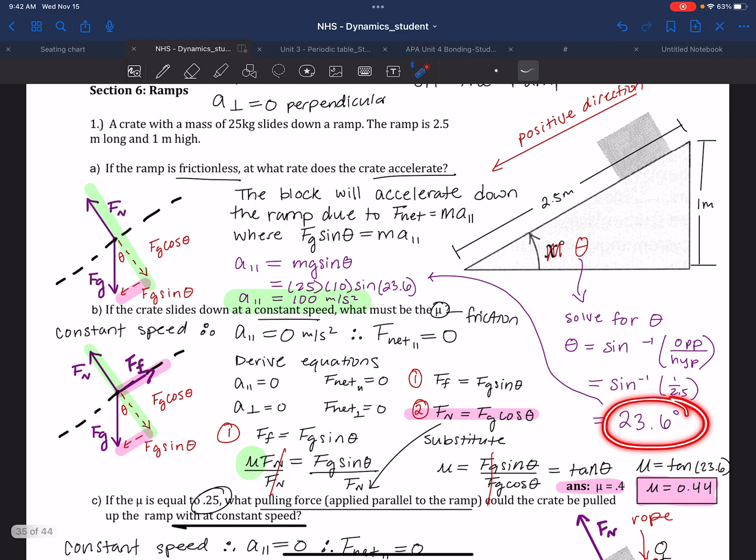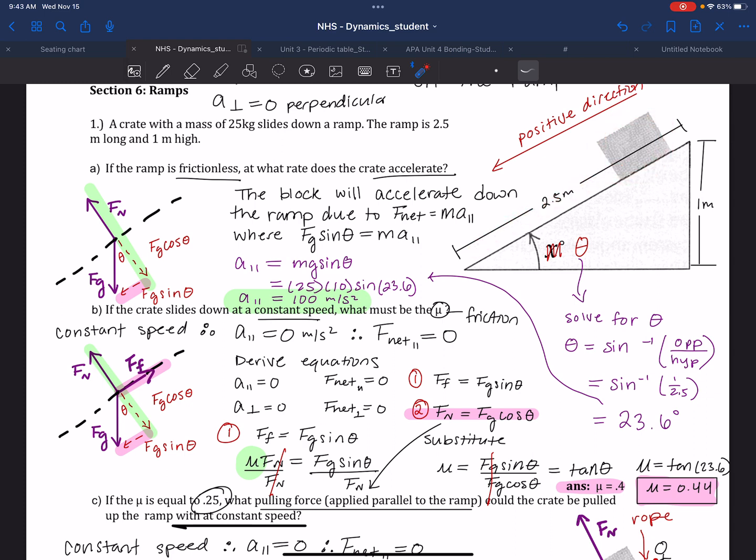So when you do that, you should get 23.6 when you put this into the calculator. So let's save that for later. So it says if the ramp is frictionless, at what rate does the crate accelerate? So if it is frictionless, that means the block will accelerate down a ramp.